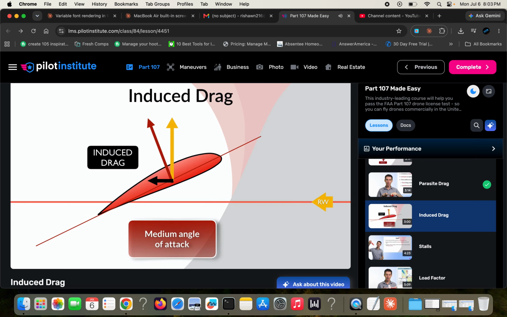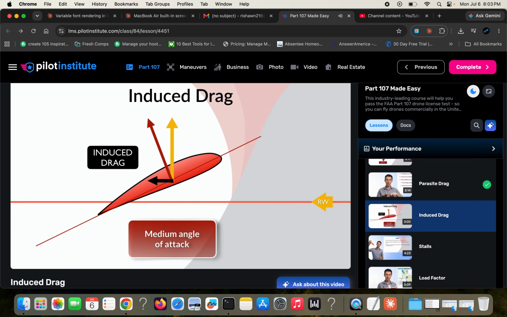It also affects the stall speed of the aircraft. Remember, we talked about stalls and we said that when you reach the critical angle of attack, typically it's when you get to a certain airspeed. And in this case, because of the load factor, that speed is going to change.